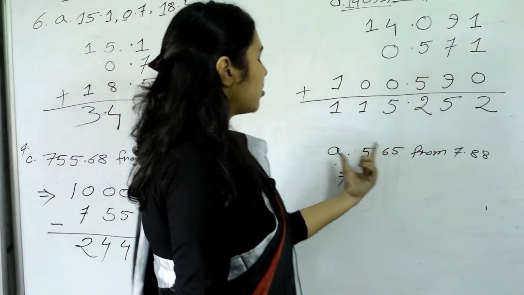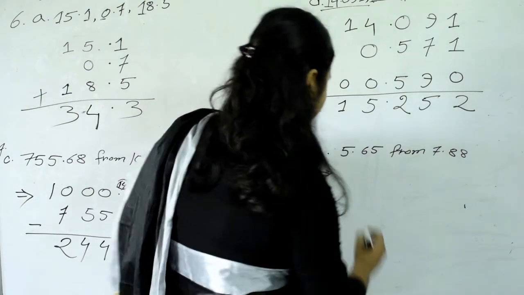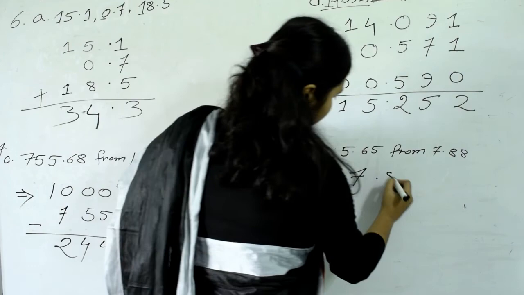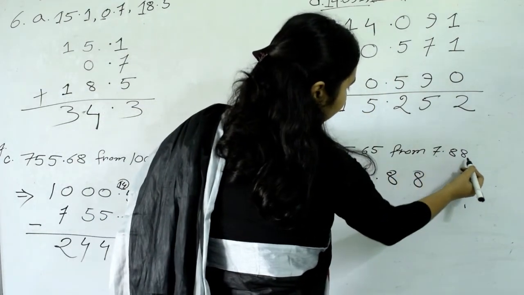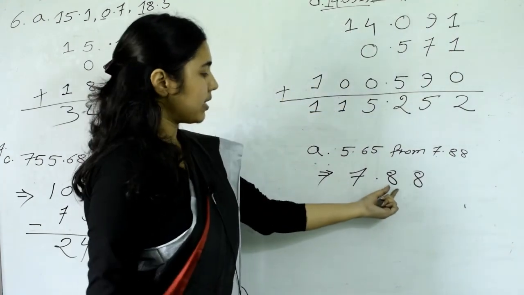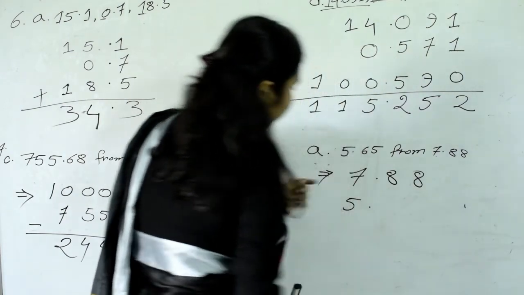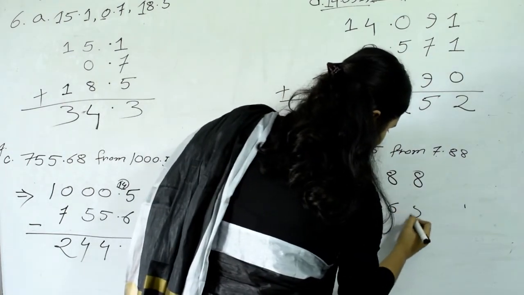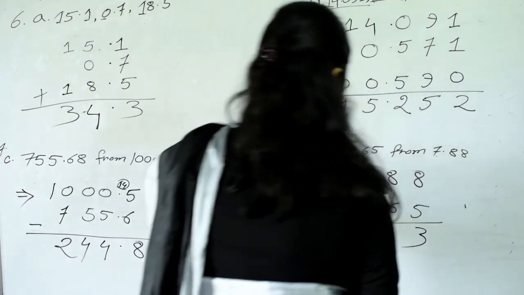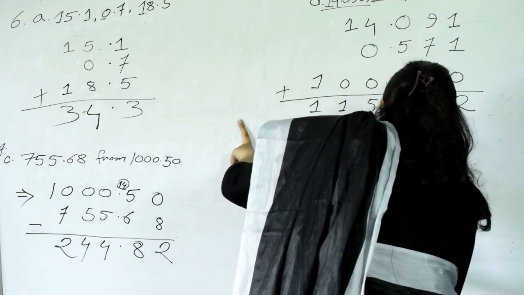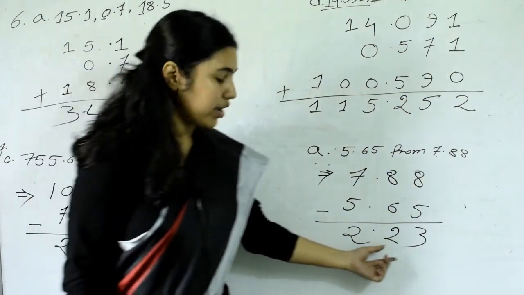Next, here we have to subtract 5.65 from 7.88. So first, place the bigger number, which is 7.88: 8 in the tenths place, and another 8 in the hundredths place. Then place the smaller number. Now subtract. So our answer is 2.23.